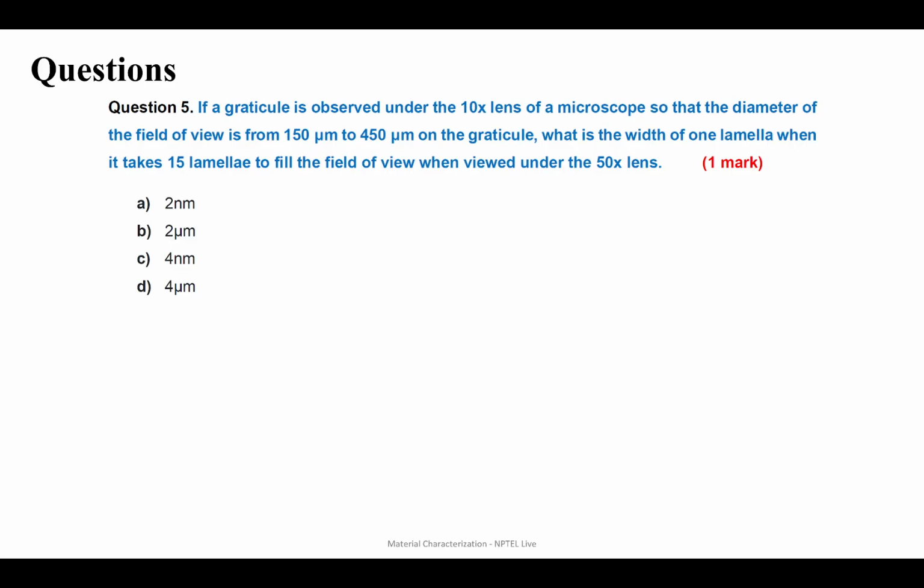If a graticule is observed under the 10x lens of a microscope so that the diameter of the field of view is from 150 micron to 450 micron on the graticule, what is the width of one lamella when it takes 15 lamellas to fill the field of view when observed under the 50x lens? 2 nanometer, 2 micron, 4 nanometer, 4 micron.